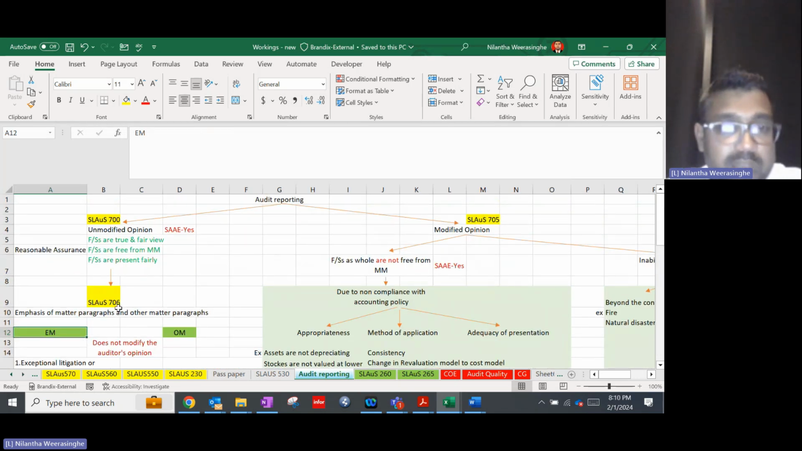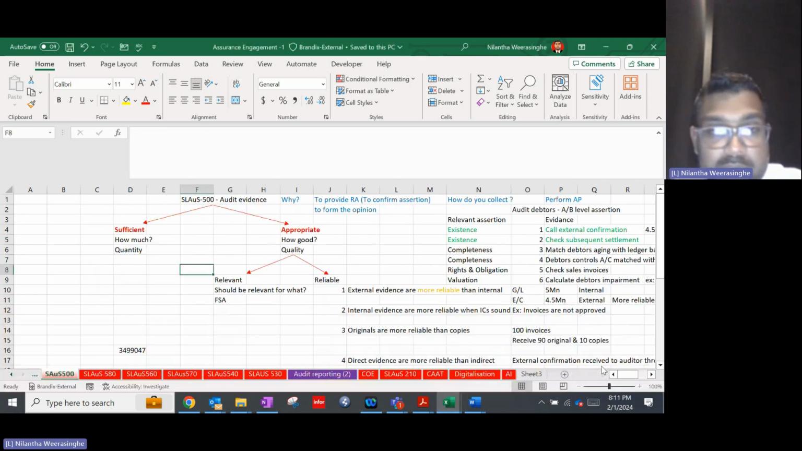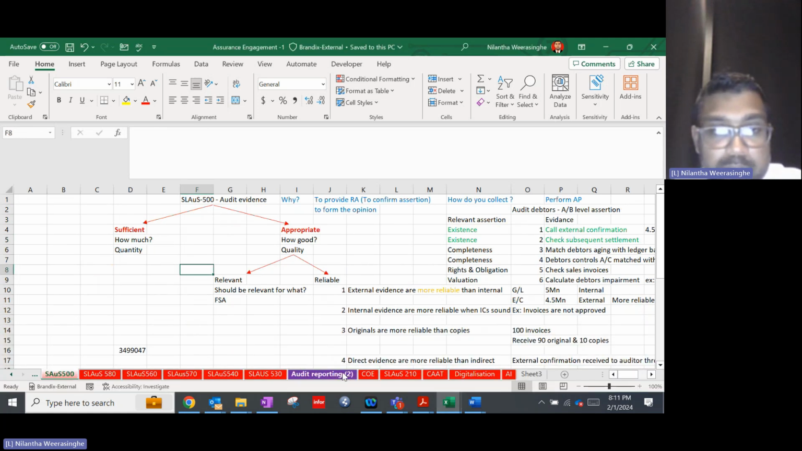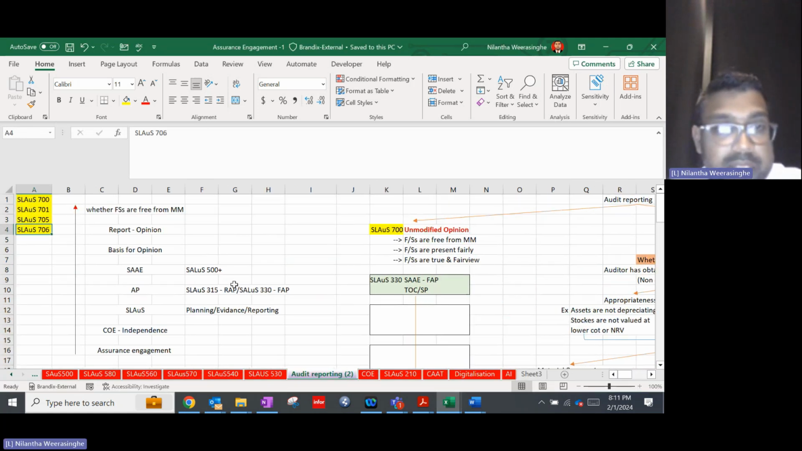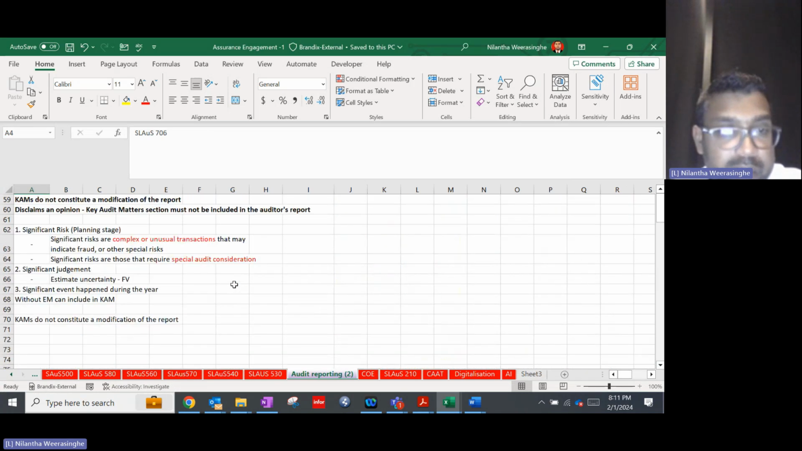So with this explanation, I recommend you put your attention to these three standards. Nowadays, in addition to this, what is important, or the key pet area of your examiner, is SLA 701, which is there in a different diagram. Let me open that as well. Right here, auditor's report. Right, SLA 701. 701 is for what? Key audit matters.